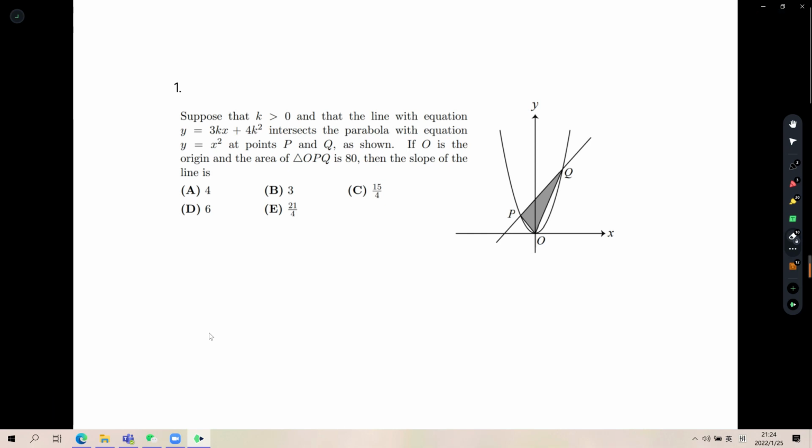Suppose that k greater than 0 and that the line with equation y equals 3kx plus 4k squared intersects the parabola with the equation y equals x squared. And we are looking for the slope of the line PQ. So we already know that the area of the triangle is 80. So how to calculate the area of the triangle? We can use this method.